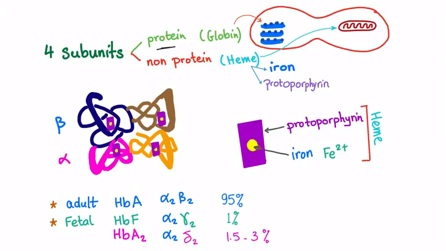We have alpha subunit and beta subunit. The normal adult will have 2 alpha subunits and 2 beta subunits. That's the general type of hemoglobin. But let's go back to our structure. The heme has iron and protoporphyrin. So here's heme group, protoporphyrin, and iron.